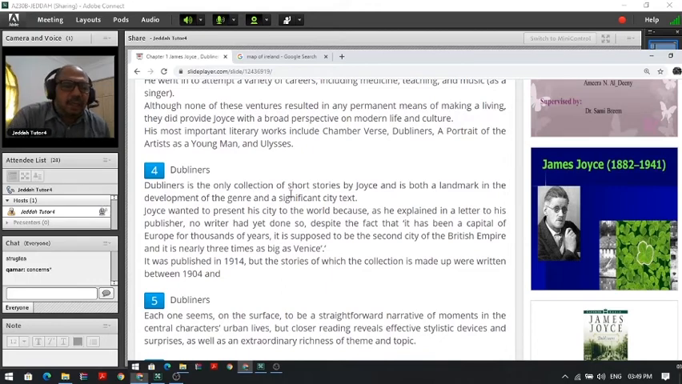If we talk about what he did in terms of works, Ulysses will stand out as the most important work or novel. Together with Ulysses, we also have A Portrait of the Artist as a Young Man. This is a very famous novel. And we also have the Dubliners, this collection of short stories that we're handling.